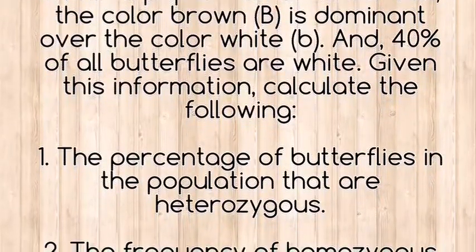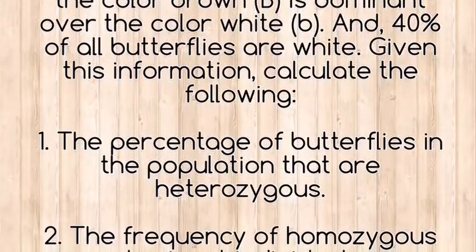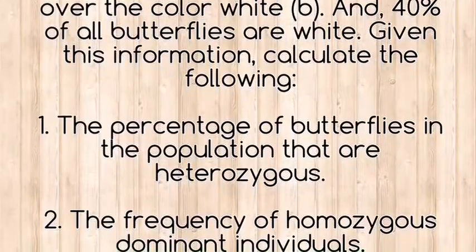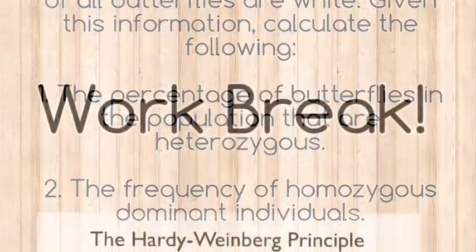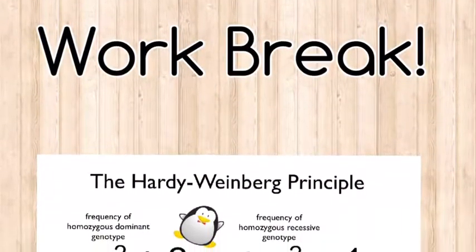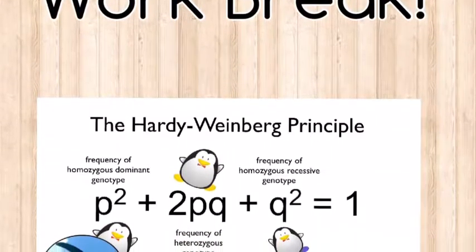Number 1, the percentage of butterflies in the population that are heterozygous. And number 2, the frequency of homozygous dominant individuals. Please take this time and pause the video and work out the equation.